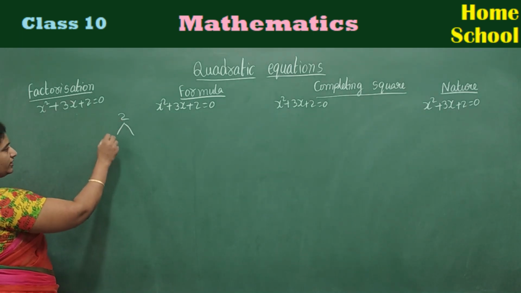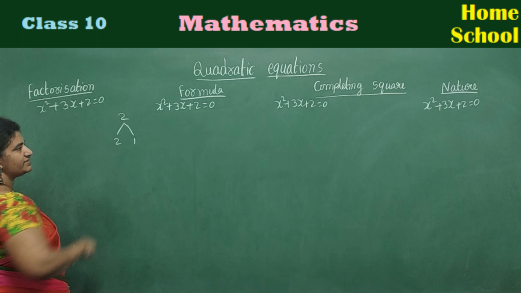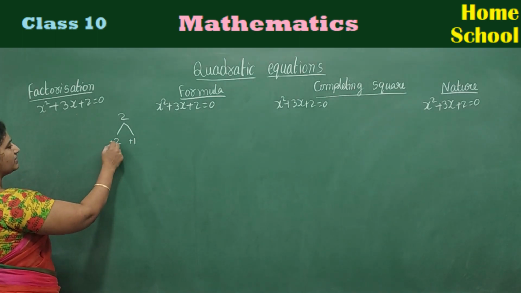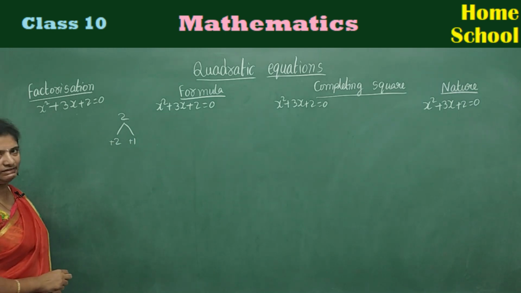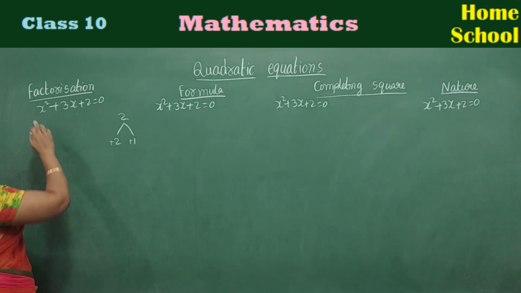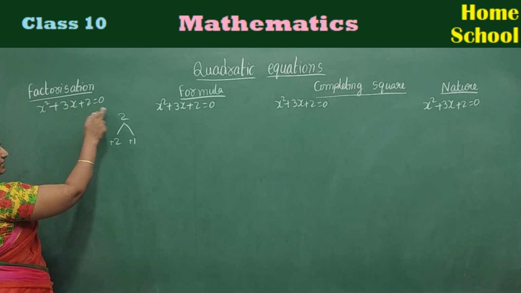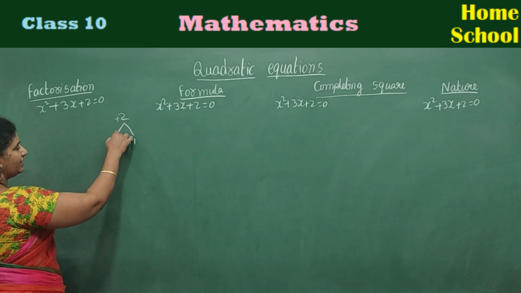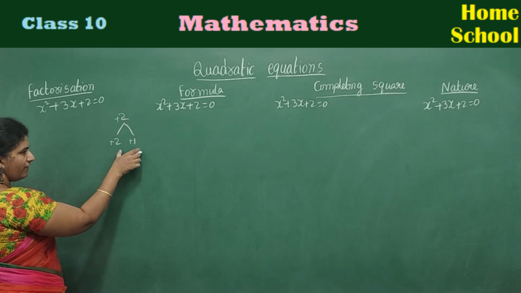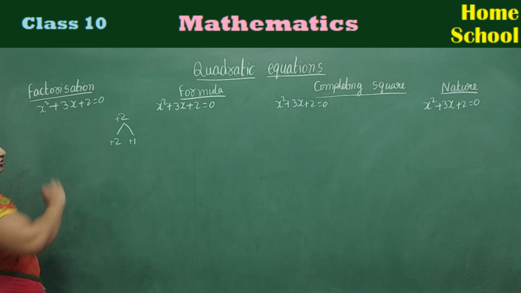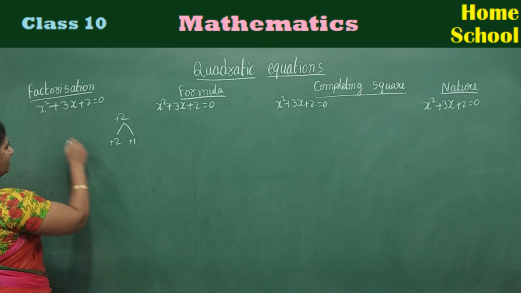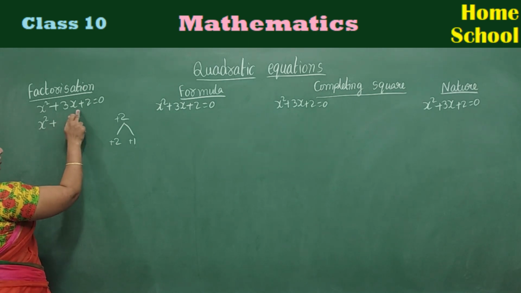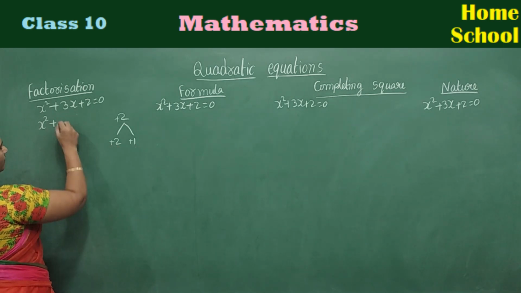Where do you get 2? In 2 table. 2 ones are 2. If I add the two numbers, 2 plus 1, it will be 3. So in this way, multiply the corner numbers and write it here, plus 2. Take the factors in such a way that if you add or subtract, you should get the middle number. Now, x square, this 3x, instead of this, you need to write with these two numbers.